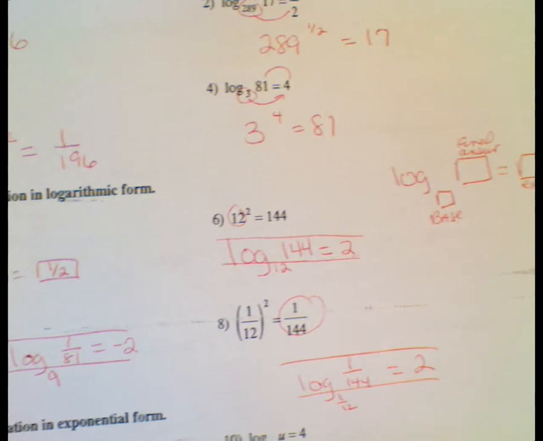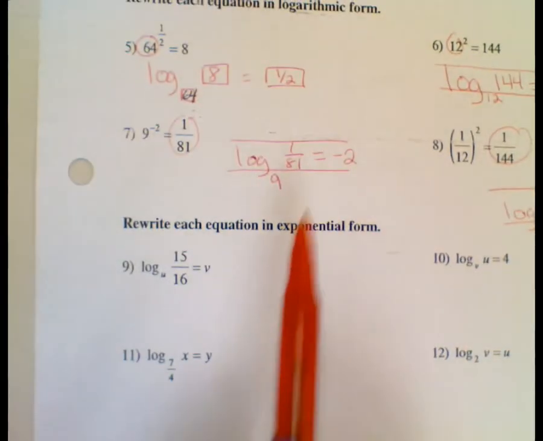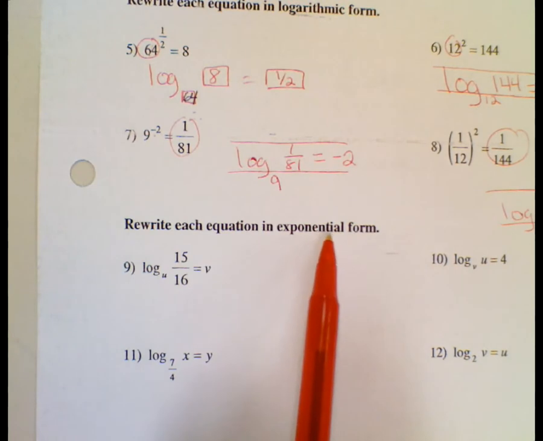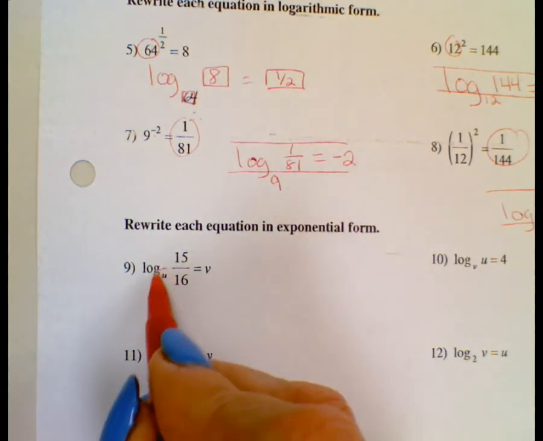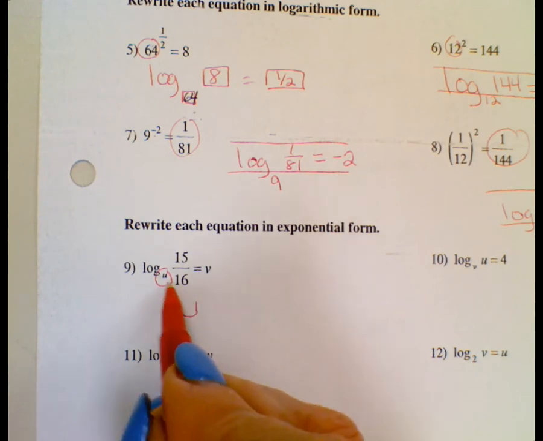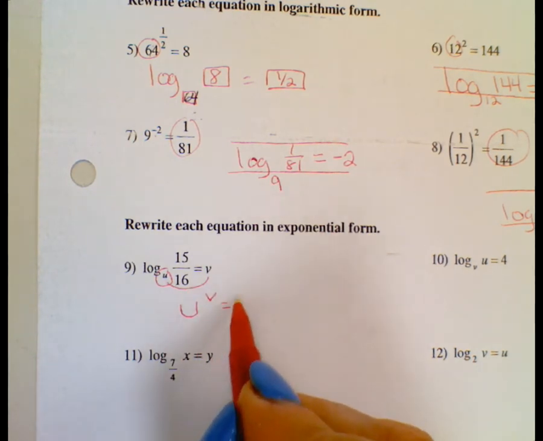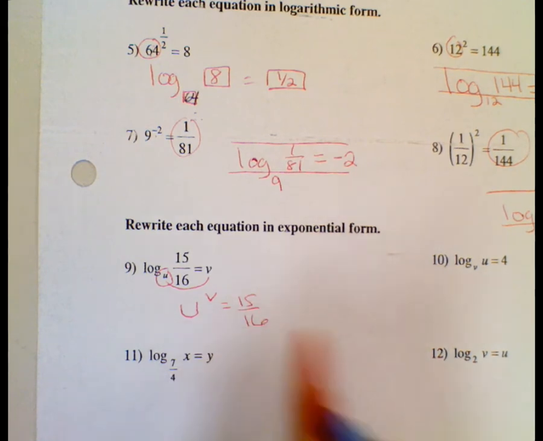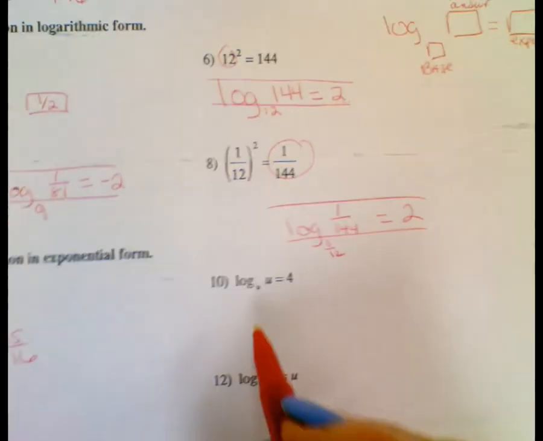So right now, so far all we've done is practice just rewriting in different forms. And now we're going to rewrite this in exponential form again. So in exponential form, you start with your base. You swoop, pick up the v, and it equals 15/16. That's a really weird problem. I don't like it. Put this one in exponential form.